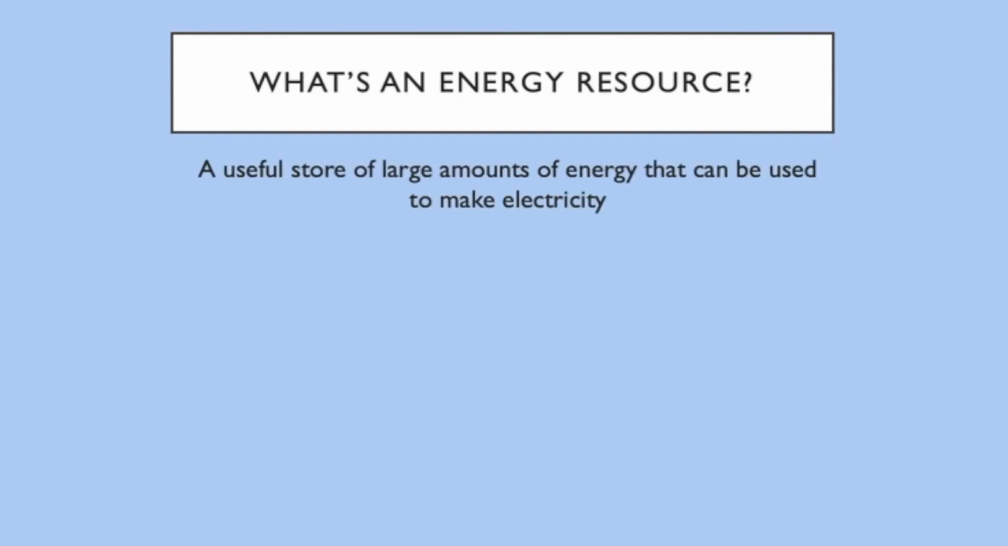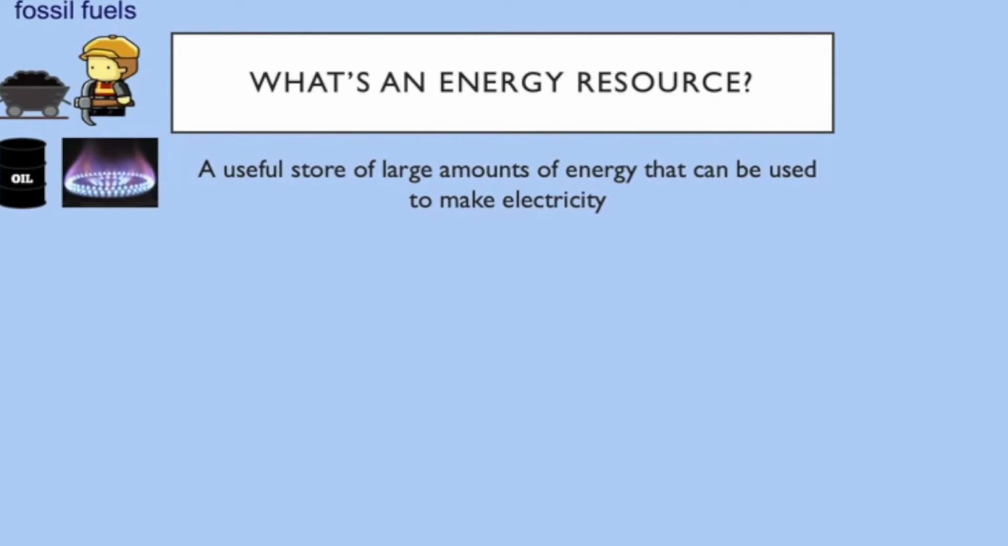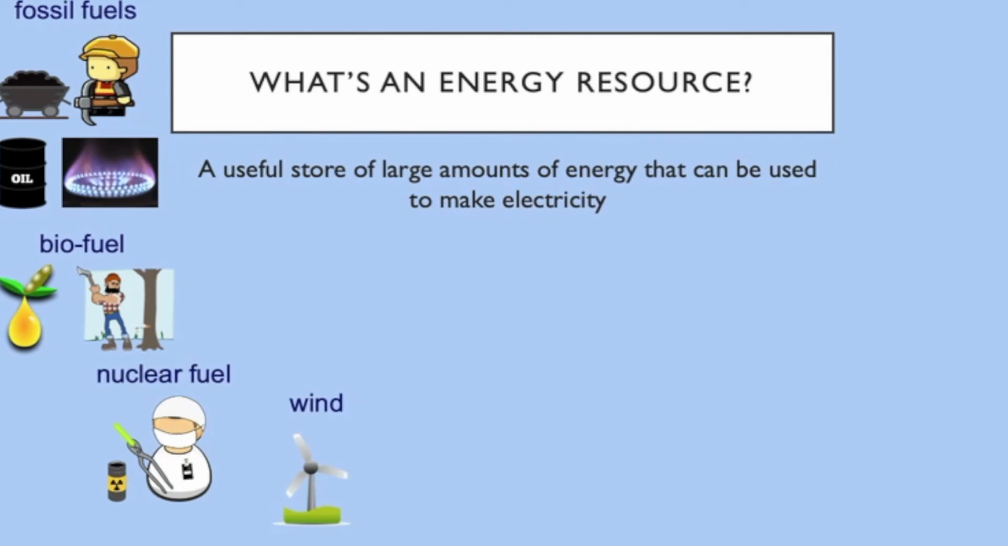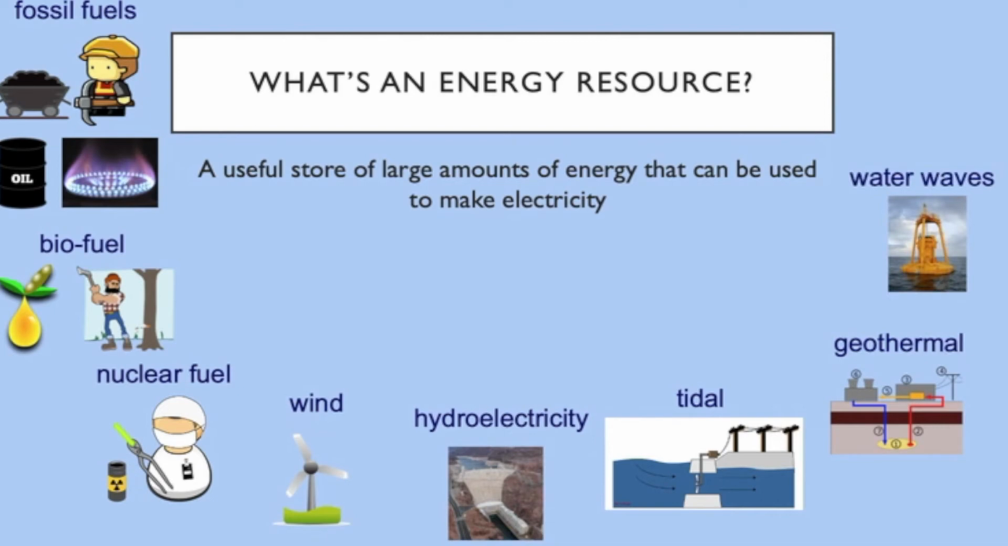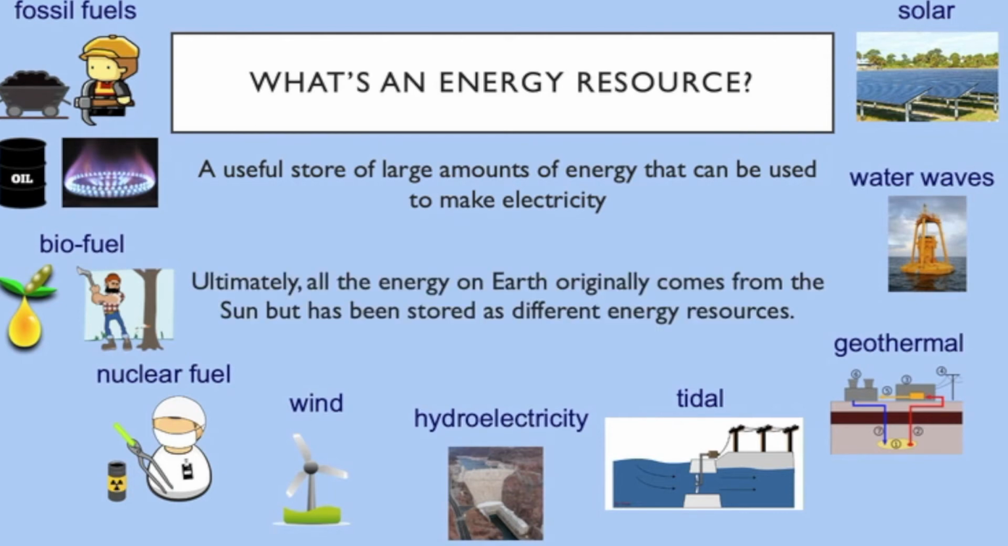And what's an energy resource then? A useful store of large amounts of energy that can be used to make electricity. And that's how we define what an energy resource is. Energy resources could be fossil fuels, biofuels, nuclear fuels, wind, hydroelectricity, tidal, geothermal, water waves, and solar. So we would call all of these things energy resources. They're not all fuels, but they are all energy resources. Ultimately, all the energy on Earth originally comes from the sun, but has been stored as different energy resources.